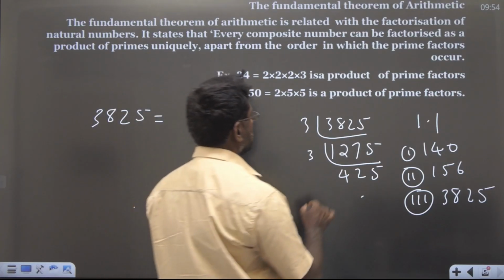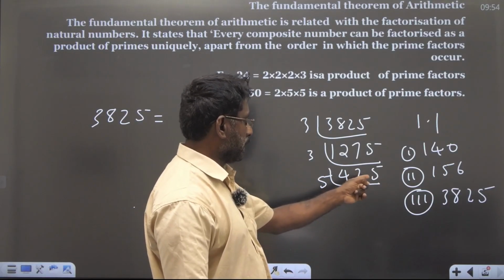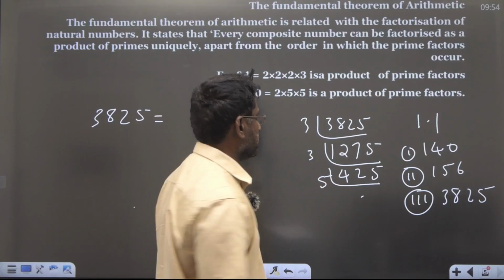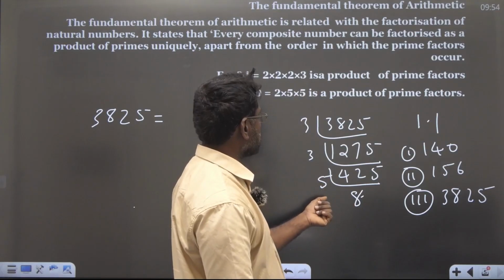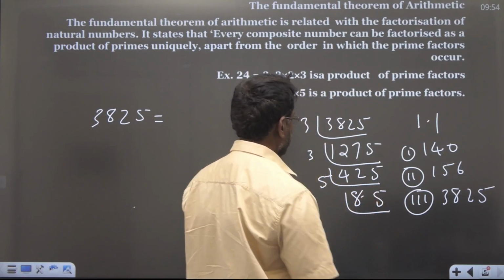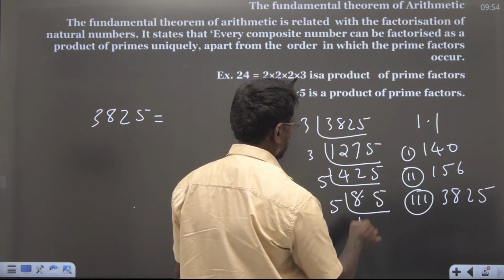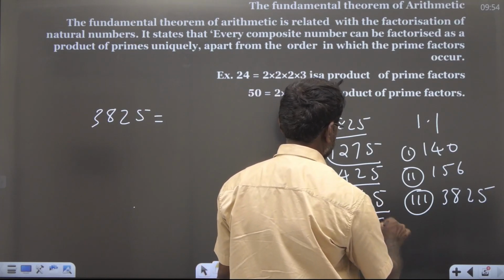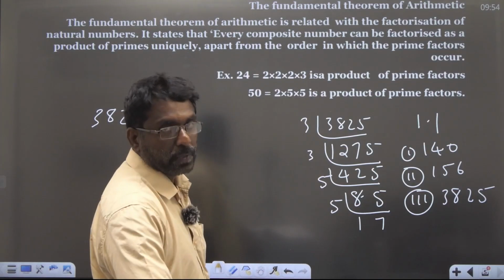So next, try the next prime number 5. It is possible because this number ends with 5, so it can be divided by 5. 425, 5 times 85. Again it is divided by 5. That is 17, 5 times. 17 is a prime number.